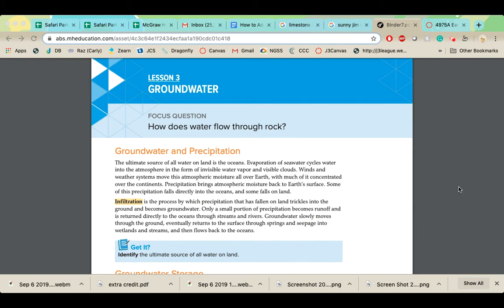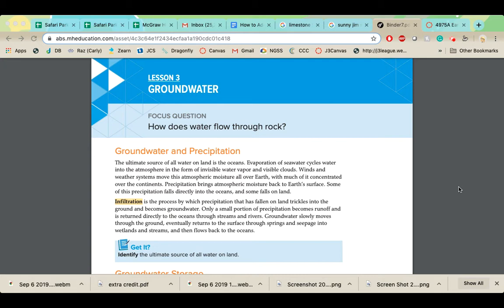In this section, we're going to be talking about groundwater, and groundwater is basically the most important kind of water for humans. We rely on groundwater so much. Groundwater is a major source of water for humans. The majority of our water is coming from in the ground.